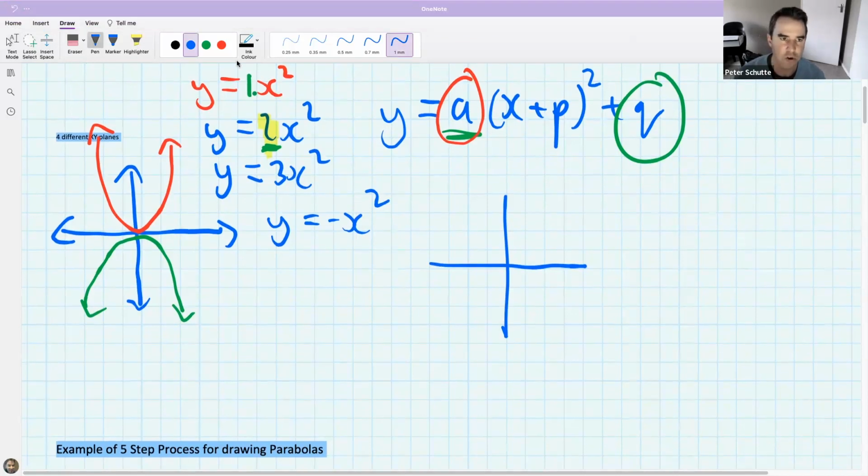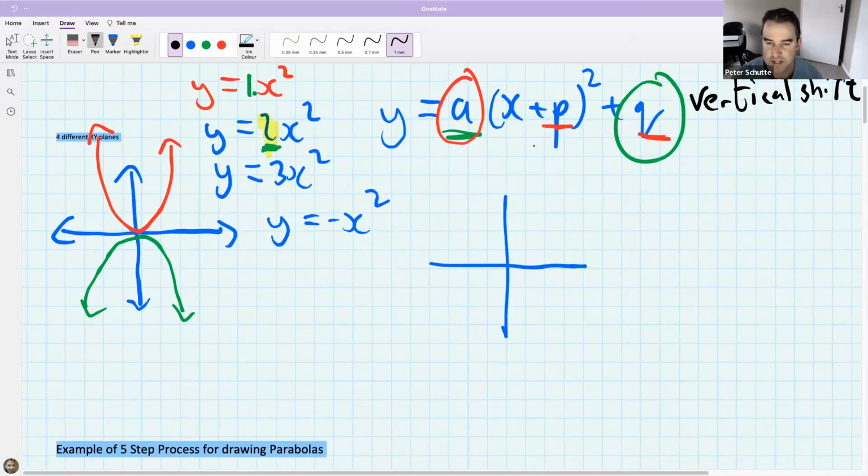So I'm going to talk a little bit more about what the P and the Q do, but I'm just going to tell you for now, the Q would be a vertical shift. So it shifts the graph up or down. And this one here is a horizontal shift. Okay, so what that's going to do is move the basic graph left and right.